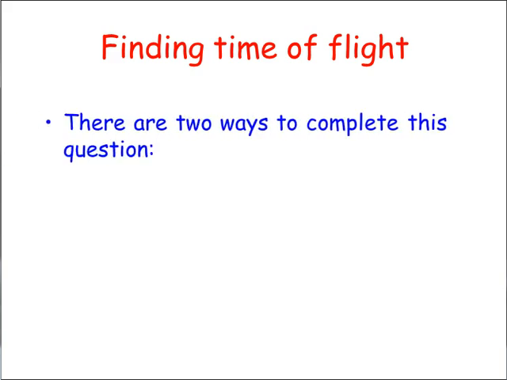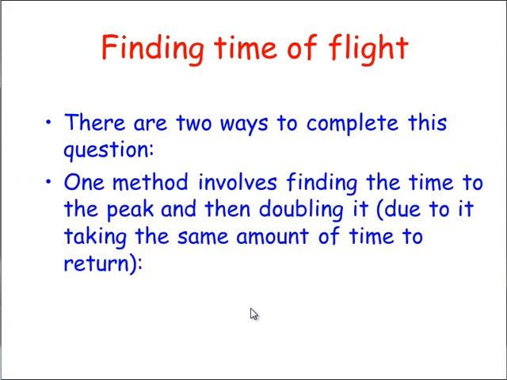Time of flight. We have two ways to complete this. The one method basically means find the time that it takes to go from the ground to the peak and then double it because it's going to take the same amount of time to get back. And that's because of the symmetrical nature of it.